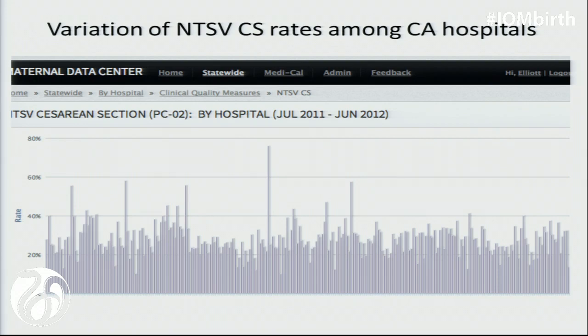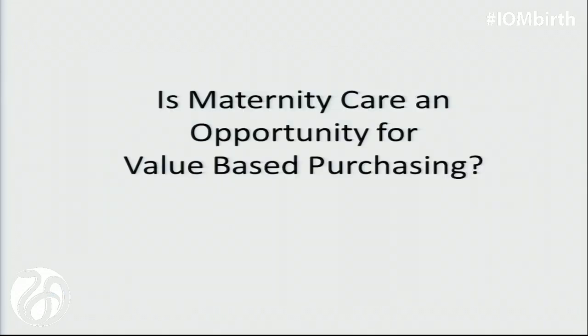So I'm going to end, and this is a rhetorical question. When you have variation like we see, there's opportunity to say, okay, we should pay based on outcomes, wherever you are. I think that's the segue into our next segment about payment reform. So I'm going to end with that. Thank you.